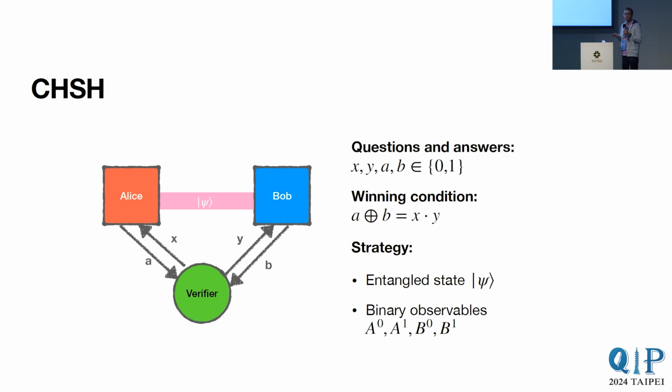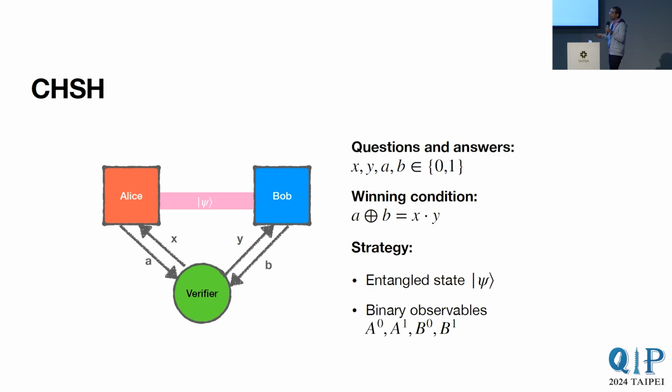For the particular example of the CHSH game, I'll just review what it is concretely. The challenges and responses are all a single bit each, so they're all 0 or 1. And the condition the verifier evaluates to determine whether they won or not is this very simple condition: the XOR of the responses, like the difference mod 2, should be equal to the product of the challenges. So if either of the challenges is a 0, then they should respond with the same bit. And if the challenges are both 1, they should respond with different bits. That's what this equation means here.